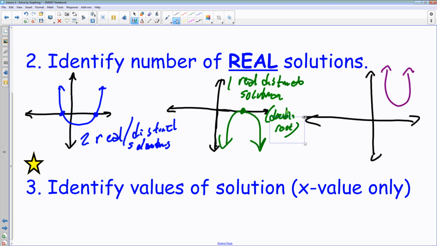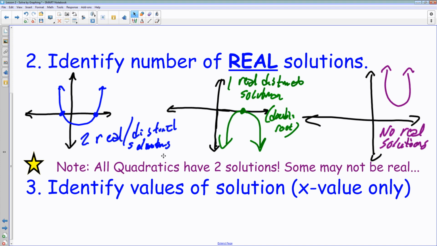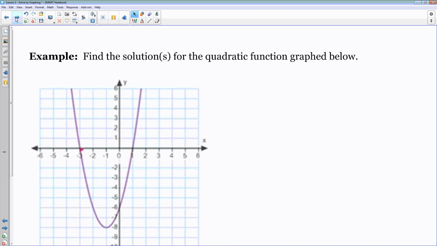And then the third example, we saw a few of these last class in lesson 1 when we were just graphing quadratics. This is an example of no real solutions. Okay, so although there's no real solutions, it's important to note that all quadratics have 2 solutions. So note all quadratics have 2 solutions, just some might not be real. So remember our last unit on imaginary numbers. All right, so let's go ahead and take a look at an example.